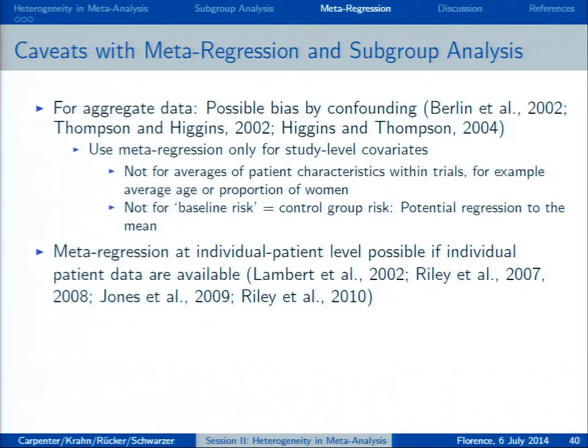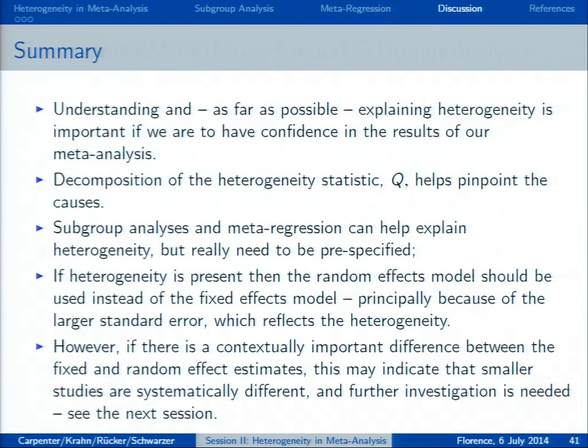Okay. So I've already touched on the use of study-level variables. You shouldn't really use baseline risk, and ideally, each study would have adjusted for baseline risk in the treatment effect it had reported. If you've got individual patient data, then meta-regression is very nice to do because you can take into account the patient-specific variables as well as the study-level variables.